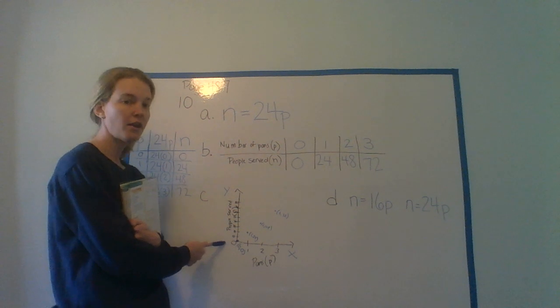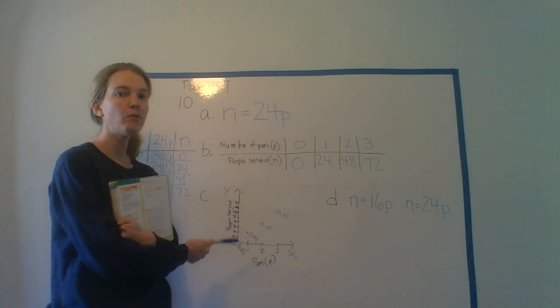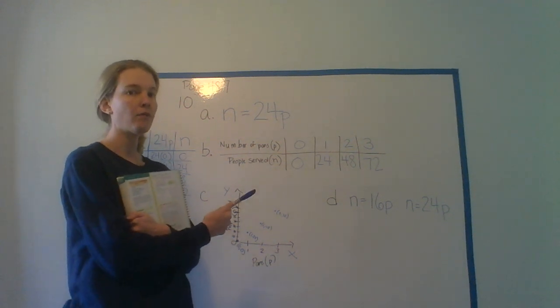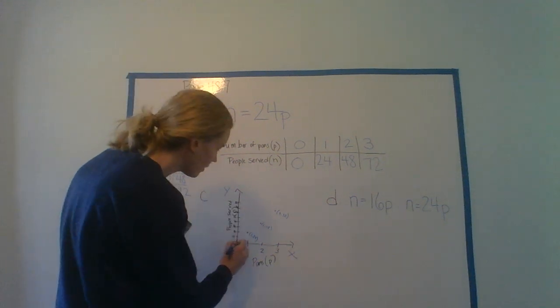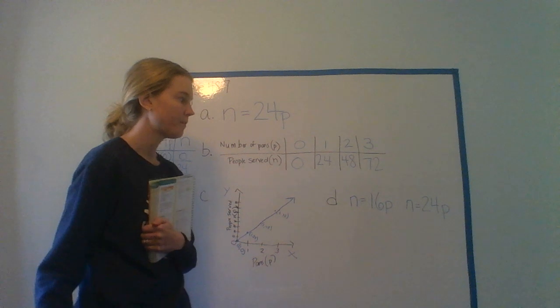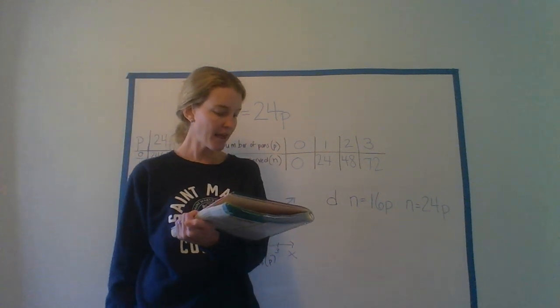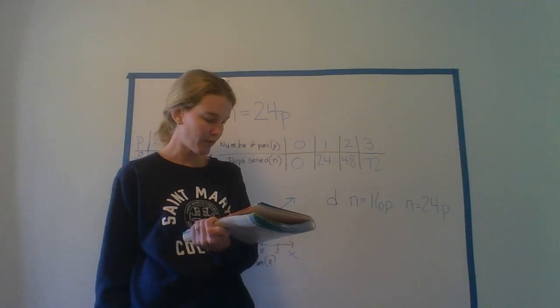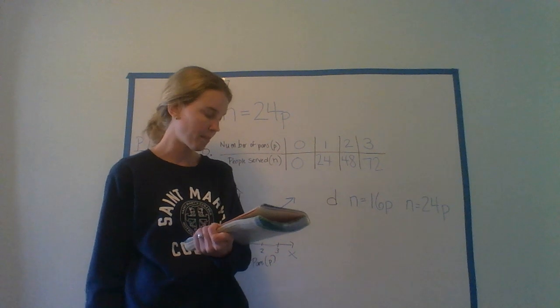So we just finished part C, and you'll notice that we plotted all of our points. We labeled all of our points, and we noticed that it forms a line. And it's okay if you would like to draw a line through it like this. That's okay. You can do that. That's fine.